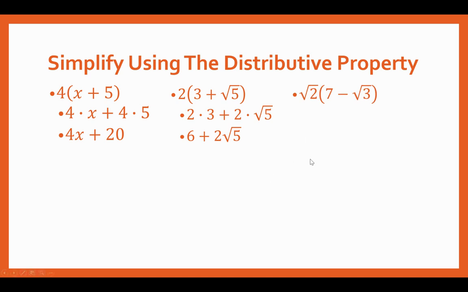Another one, oh, some more radicals. Oh boy. Radical 2 times the difference of 7 and radical 3. Well, we'll distribute that radical 2. So we get radical 2 times 7 minus radical 2 times 3. We can simplify radical 2 times radical 3 down to radical 6. So this is the most simple form of that problem.